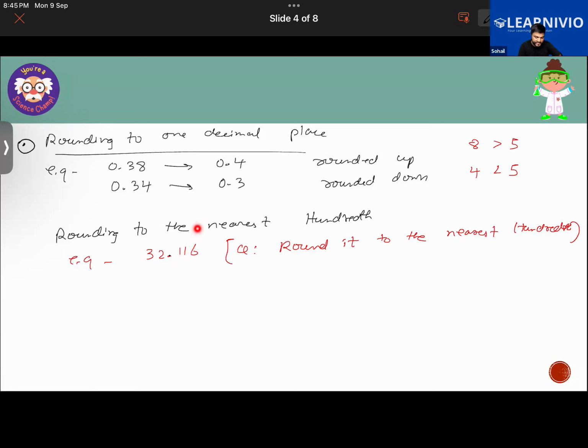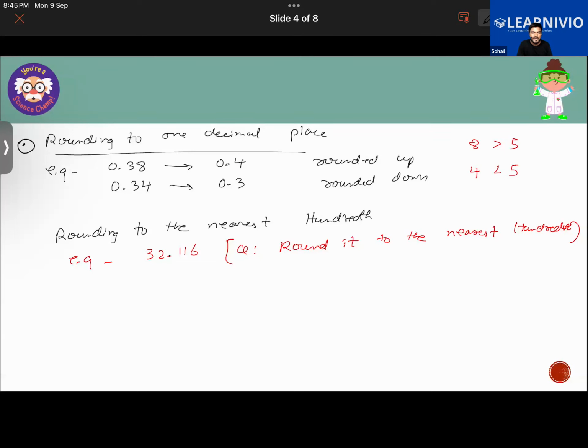Try to understand this. In the previous case, the round off digit was 3. That was rounded to 4 here. This one was 3 here, so it stayed 3 because the digit right to it is less than 5. So the digit was rounded down to 3 only. In the case of 0.38, the round off digit is 3, but the number just right to it is 8, which is more than 5. So the number 3 was rounded up to 0.4. Getting what I'm trying to say?